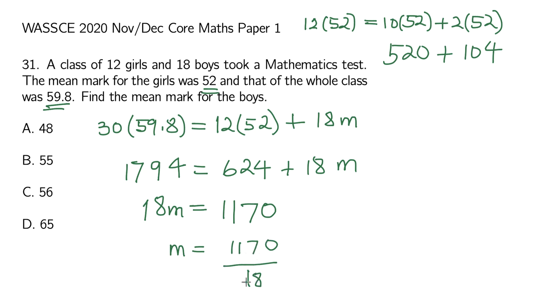We first divide by 9. 9 goes into 11 once, with remainder 2, and then 9 goes into 27, 3 times, and then we have 0. So 130 over 2, that's 65. So the answer is D.